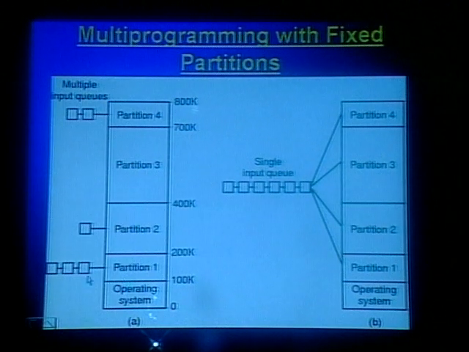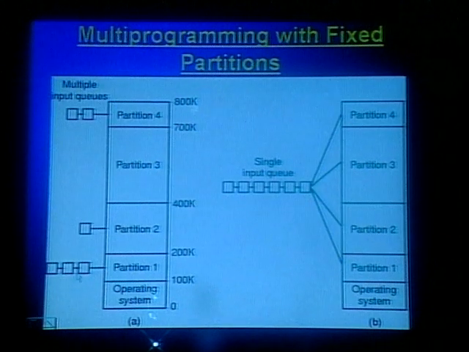We have 2 problems in this schema. One problem is that let's say this job requires 75K, but our partition is 100K. When this job lands up in this partition, the remaining 25K of the memory will go unutilized. This is one limitation in this queuing scheme and in this fixed size partitioning mechanism.